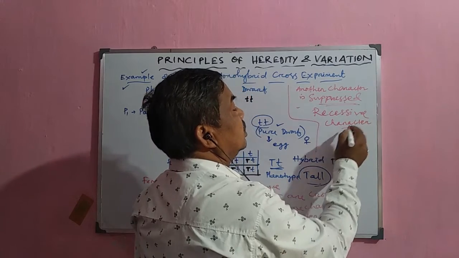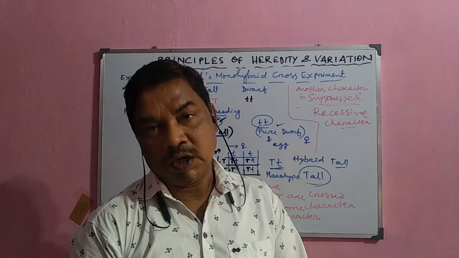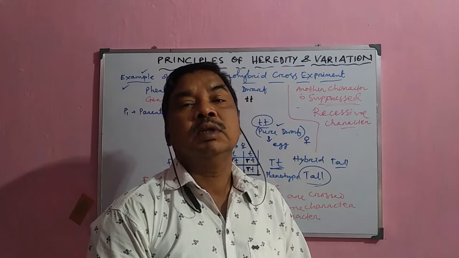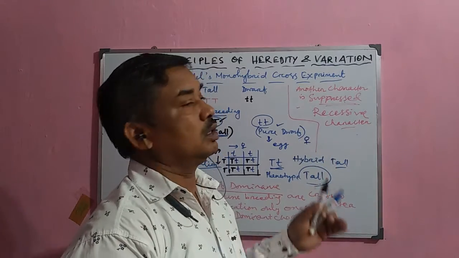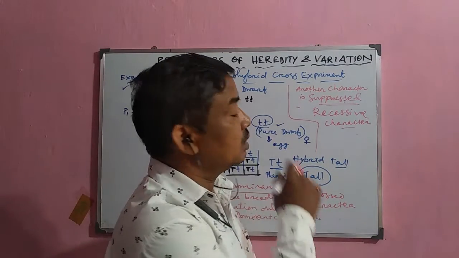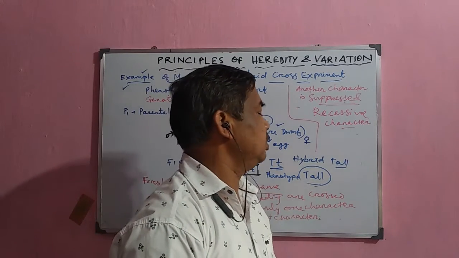Now this law indicates that whenever there is a cross between two pure varieties, one dominant and another recessive, then these contrasting characters are not both expressed, but only one character is expressed and the other is suppressed. This is called the law of dominance.